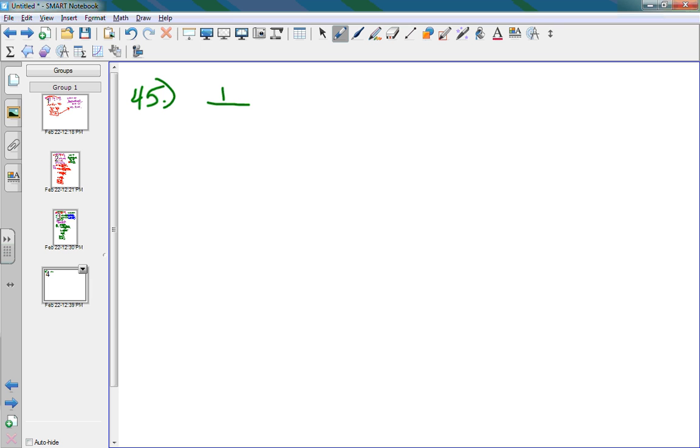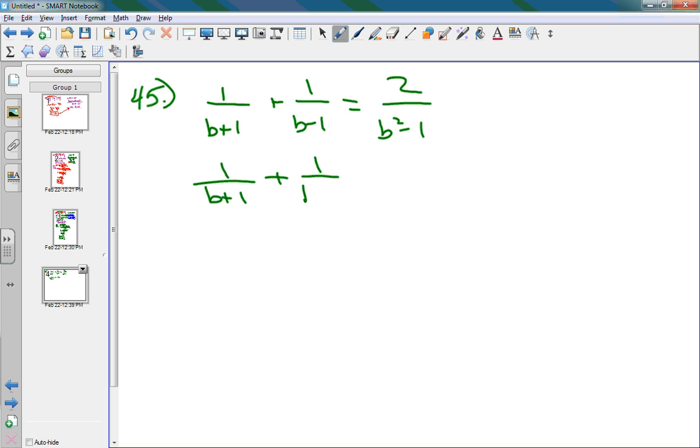1 over b plus 1 plus 1 over b minus 1 is equal to 2 over b squared minus 1. Step 1, do I have any subtraction? No. Step 2, can I factor b plus 1? No. Can I factor b minus 1? No. But can I factor b squared minus 1? I can. So 1 over b plus 1 plus 1 over b minus 1 is equal to 2 over b plus 1 times b minus 1.